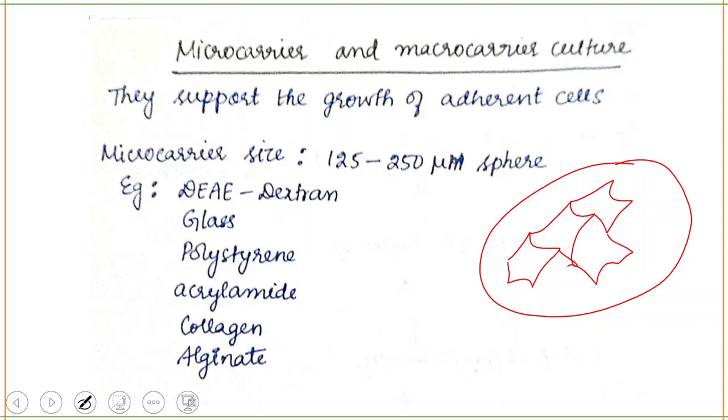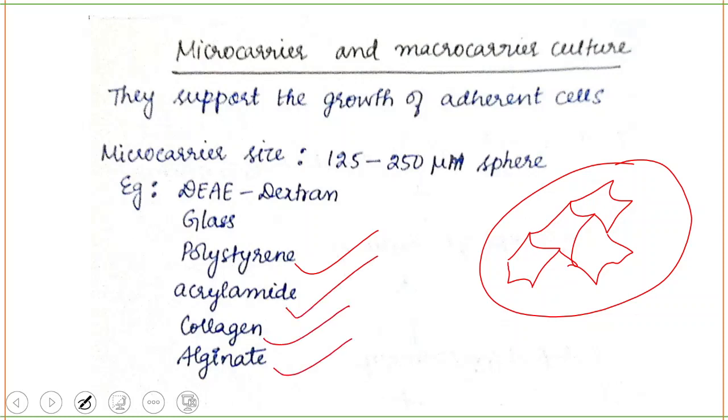Microcarrier size can be 125 to 250 micrometer spheres. For example, you have DEAE dextran, glass, polystyrene. Polystyrene is the most preferable material for the tissue culture plates, like the T-shaped culture flask which we already studied. Those are actually made of polystyrene material, and some can be made of acrylamide, collagen, alginate.